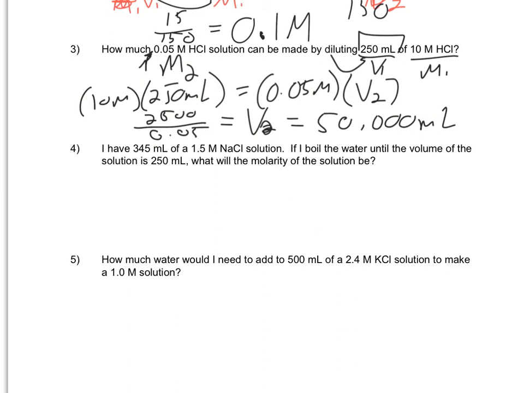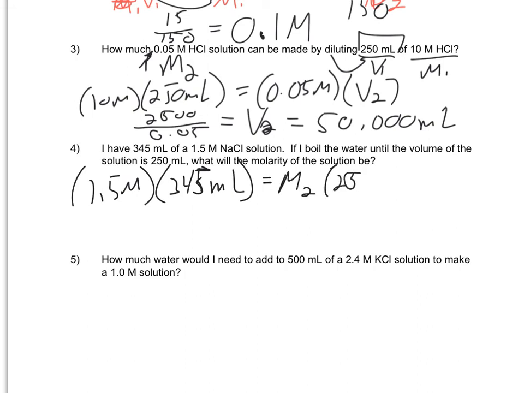So that tells you right away, this is our starting point. We have a 1.5 molar solution. We have 345 milliliters of it. So there's our starting volume and starting concentration. If I boil the water down to a volume of 250 milliliters, what will the new concentration be?